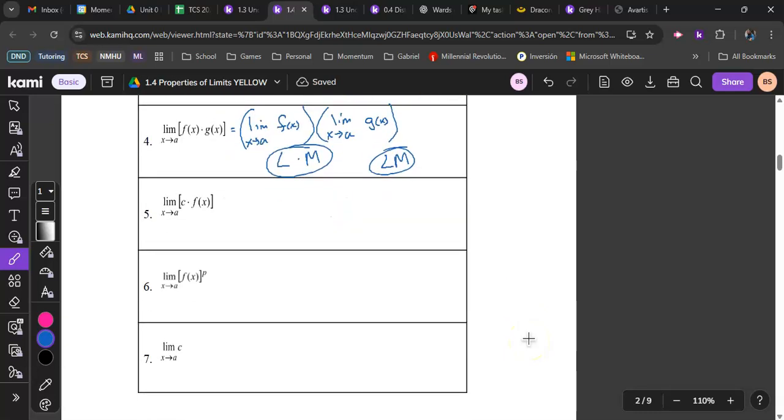All right, so then if we multiplied by a constant, which we did several times, what did that mean? Let's write it this way: C times the limit as x approaches a of f of x, which is really just CL.